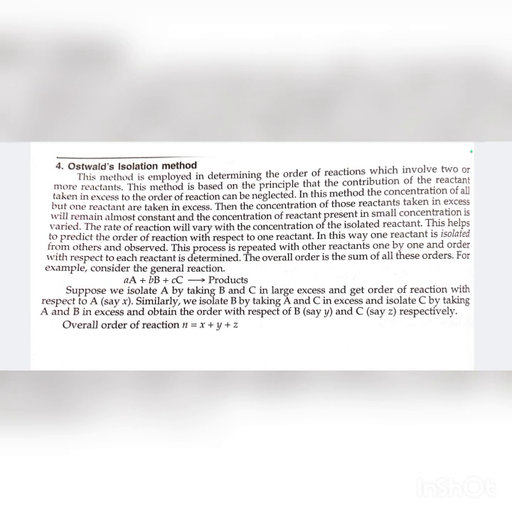In this way, one reactant is isolated from others and observed. This process is repeated with other reactants one by one, and the order with respect to each reactant is determined. Thus, the overall order is the sum of these orders. For example, A plus B plus C gives product. Suppose we isolate A by taking B and C in large excess and get the order of reaction with respect to A as x. So the overall order of the reaction n is equal to x plus y plus z.